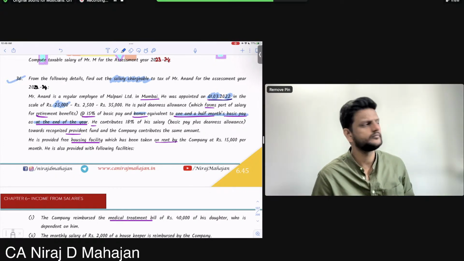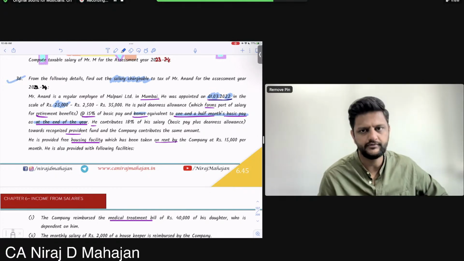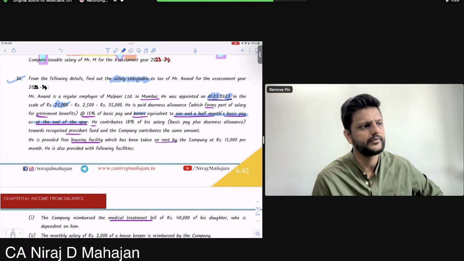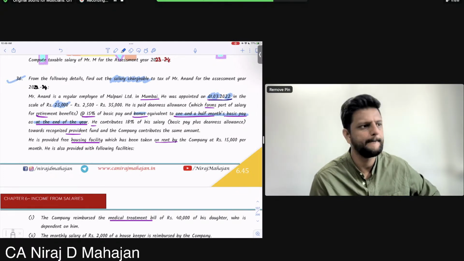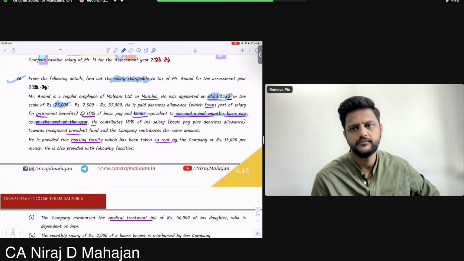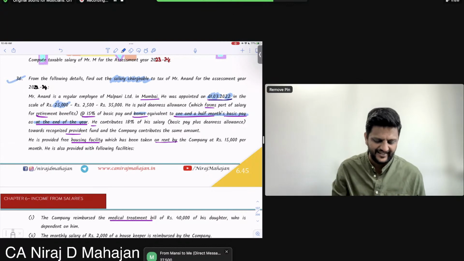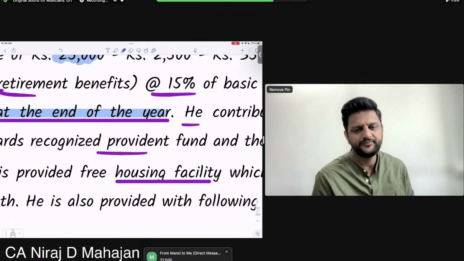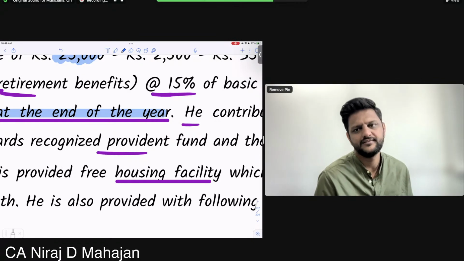Fine till here, all of you? So here, the only thing is it is 1.5 multiplied with basic salary. The only question is 1.5 into what? What is his salary at the end of the year? On what basis is he given bonus? On the yearly end salary. And what is his salary at the end of the year?